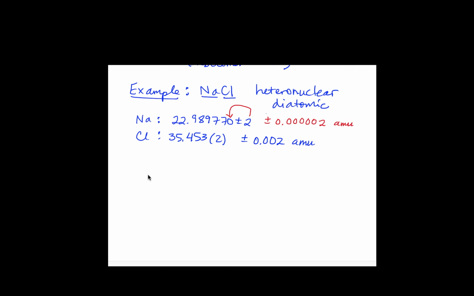All right, so when we calculate the molecular weight, we're just adding up these two as normal, getting 58.443 atomic mass units, keeping 3 significant digits because we're using addition rules. And then our total uncertainty would be the square root of E1 squared plus E2 squared, just like for random uncertainty. Here's E1, here's E2. And so if you plug those in, you should get plus or minus 0.002 atomic mass units for your final uncertainty. All right, so this works just fine for any heteronuclear diatomic.